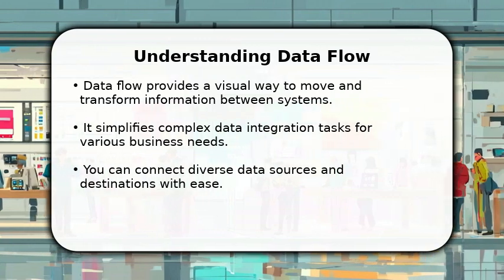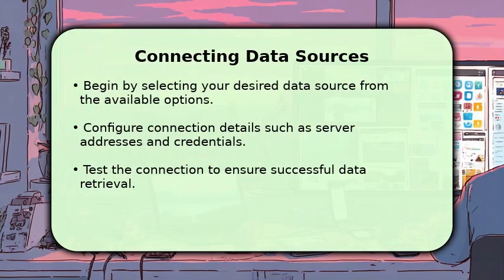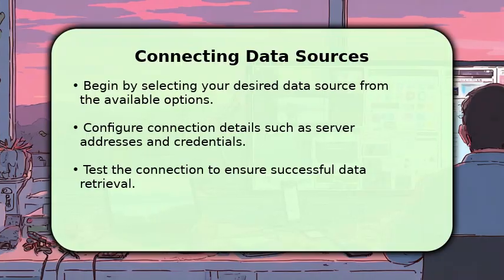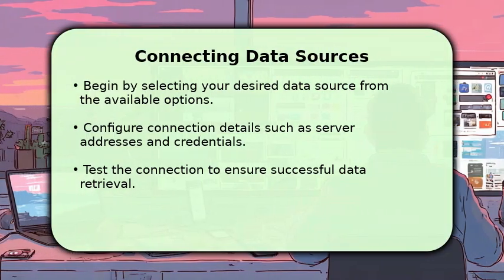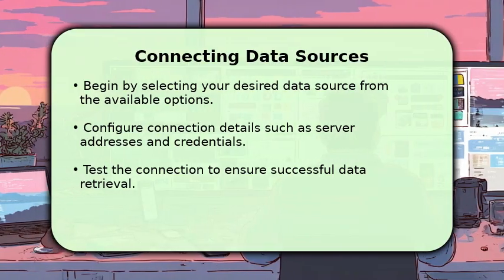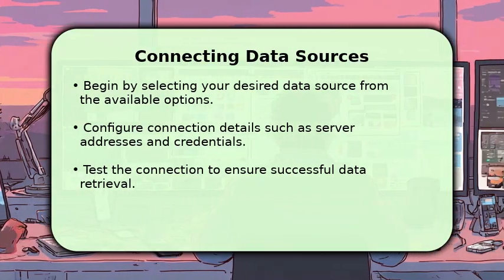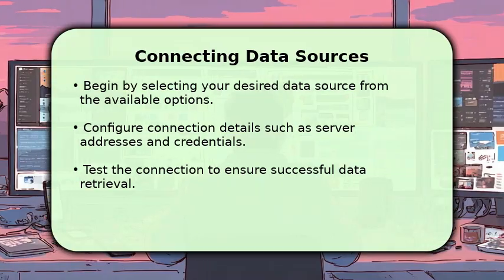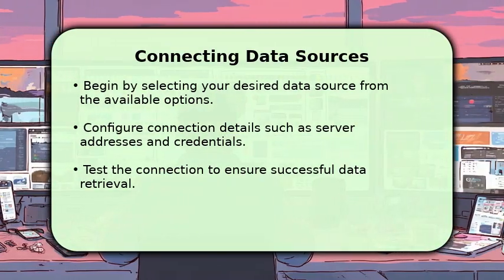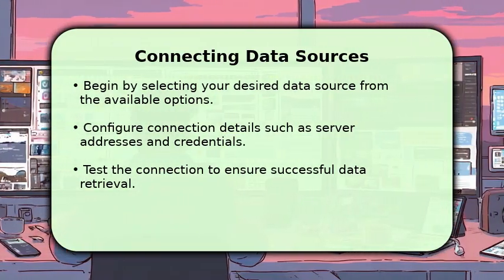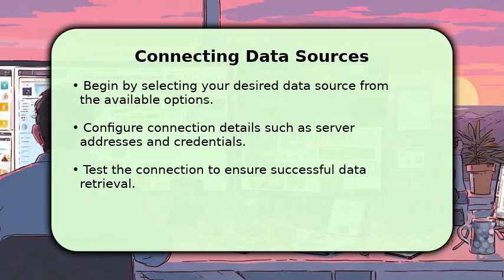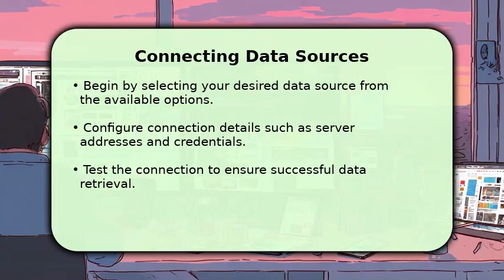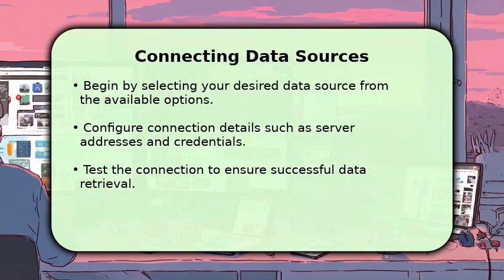for analysis. To start, first open the Data Flow Designer and select the Add Source option. You will find over 75 pre-built connectors for various databases, cloud services, and applications. Carefully input your connection details, like server name and authentication credentials. Always perform a test connection afterward. This step ensures your data flow can reliably access the information it needs, preventing future errors.